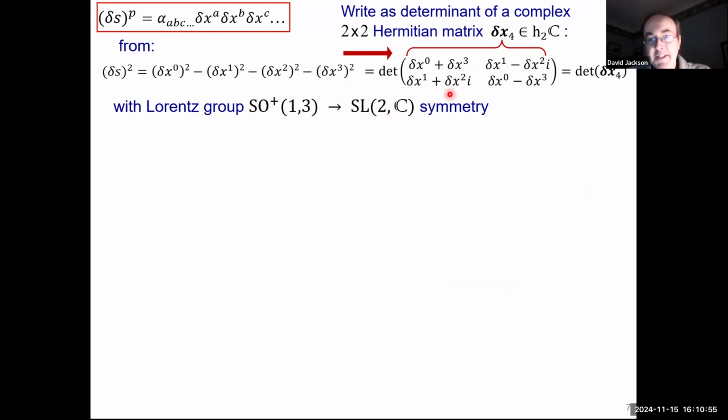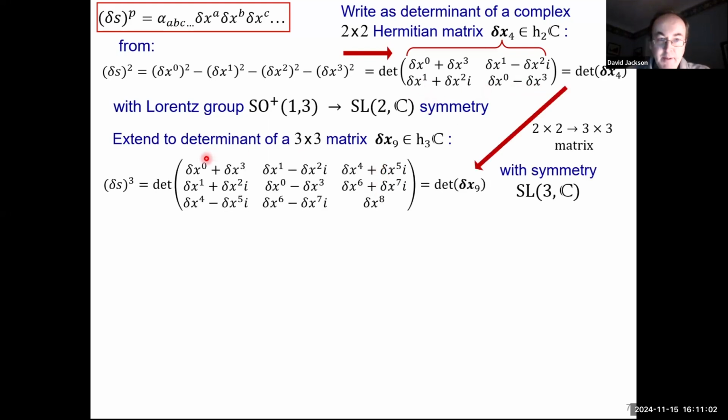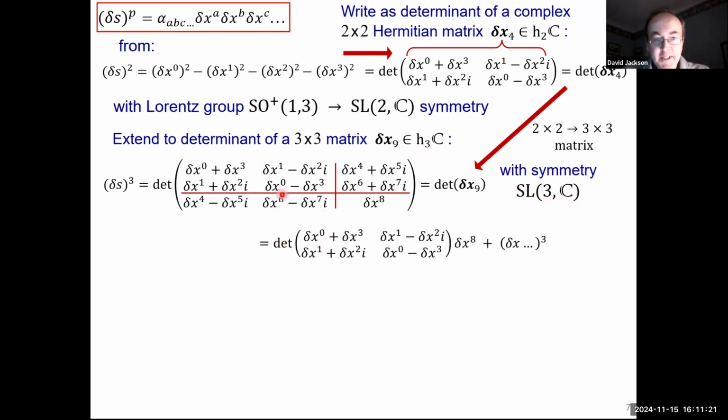The convenient thing about writing this in a determinant form is that we can easily go from a quadratic structure to a cubic structure by embedding this into a 3x3 matrix, that is, 3x3 Hermitian complex matrices. The 2x2 part is still contained within this. And this now has a full SL3 symmetry, that is, special linear transformations with 3x3 complex matrices. This can be written out in terms of the determinant of this 2x2 part, which is the original quadratic part, multiplied by this delta x8 in the standard way, plus various other cross terms.